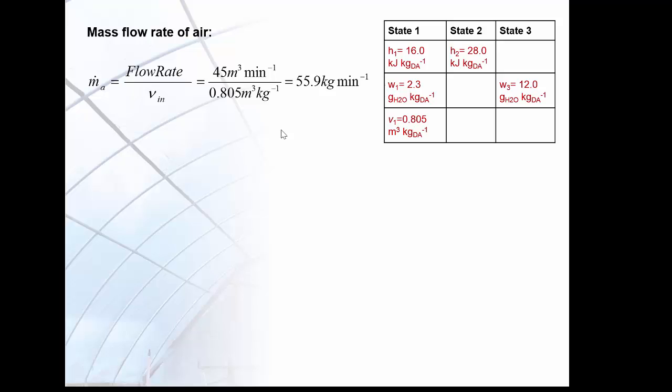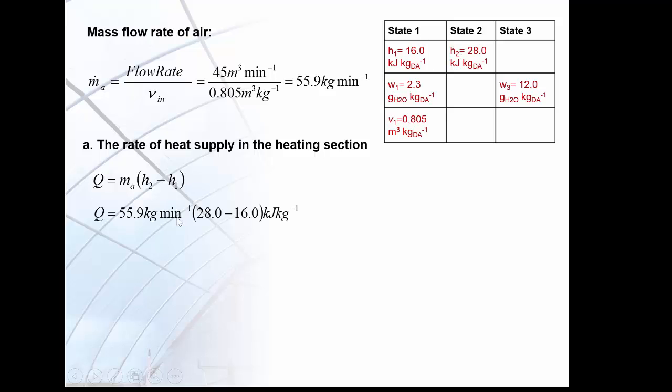As you can remember in the previous example question, we also went through this analysis. We know the flow rate from the problem, and we determined the incoming air specific volume using the psychrometric chart, as you can see here. So we know the mass flow rate of dry air as 55.9 kilograms per minute. So by knowing the enthalpies during the heating section using the psychrometric chart and the mass flow rate of dry air, we can say that we have 670 kilojoules per minute rate of heat supply during the heating section.